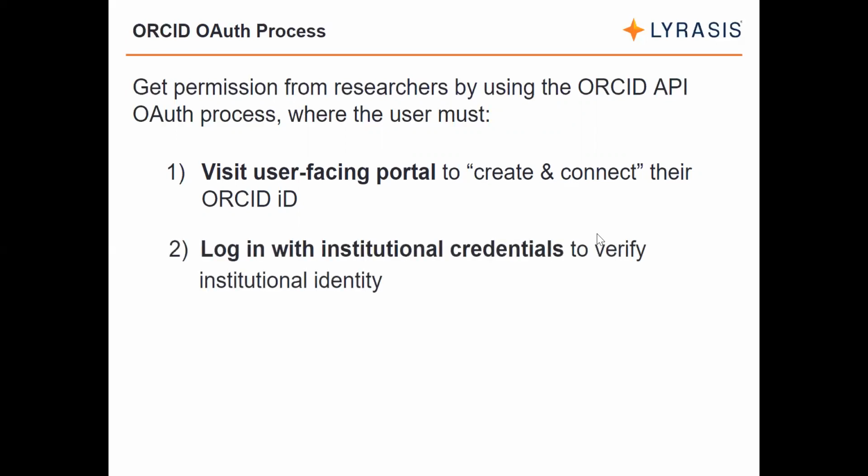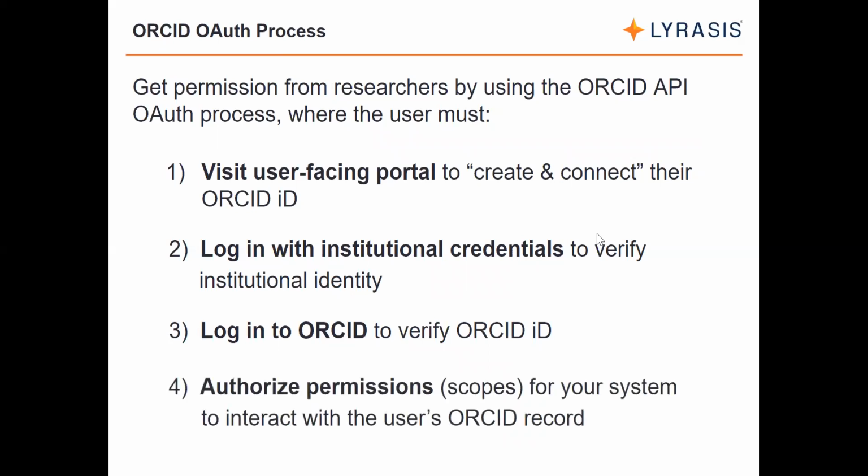Then typically the user logs in with their institutional credentials first to verify their identity and affiliation with your institution. Then the user is asked to either register for their ORCID ID if they don't already have one, or log into their ORCID record if they do, and that verifies their identity on the ORCID side. Finally, the user will be asked to authorize permission for your institution to connect with their ORCID record. Once the user has gone through this process and granted permission, then you can interact with their ORCID record as a trusted party. I'm going to give us a walkthrough and demonstrate this process in just a minute.